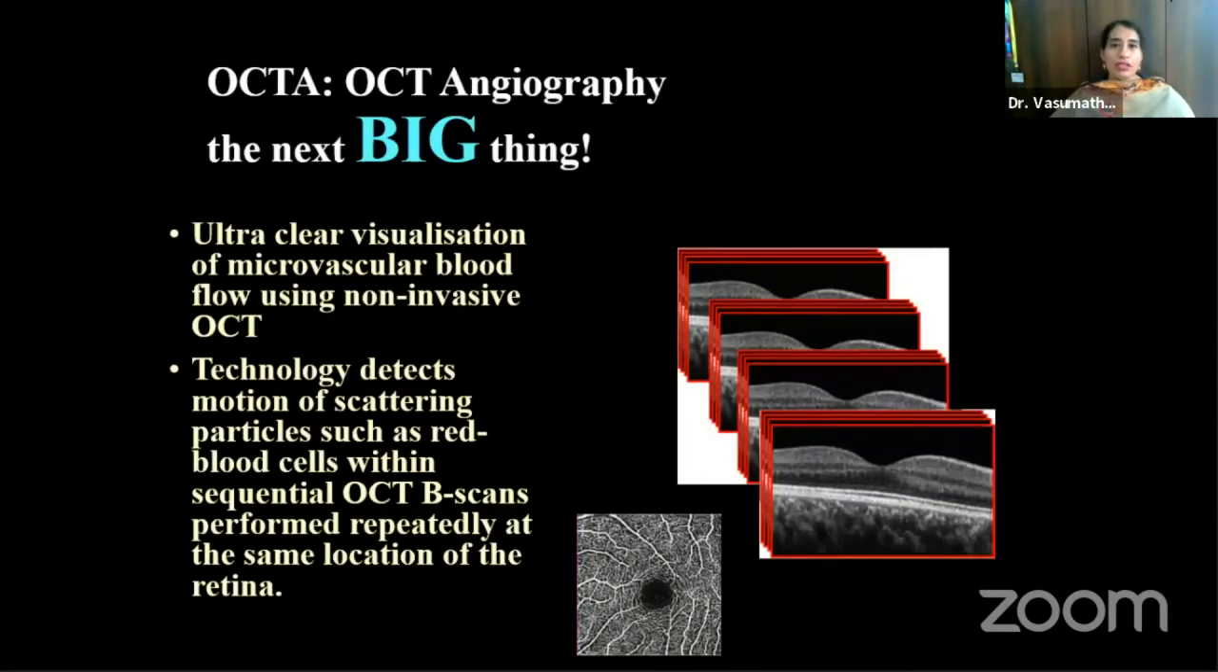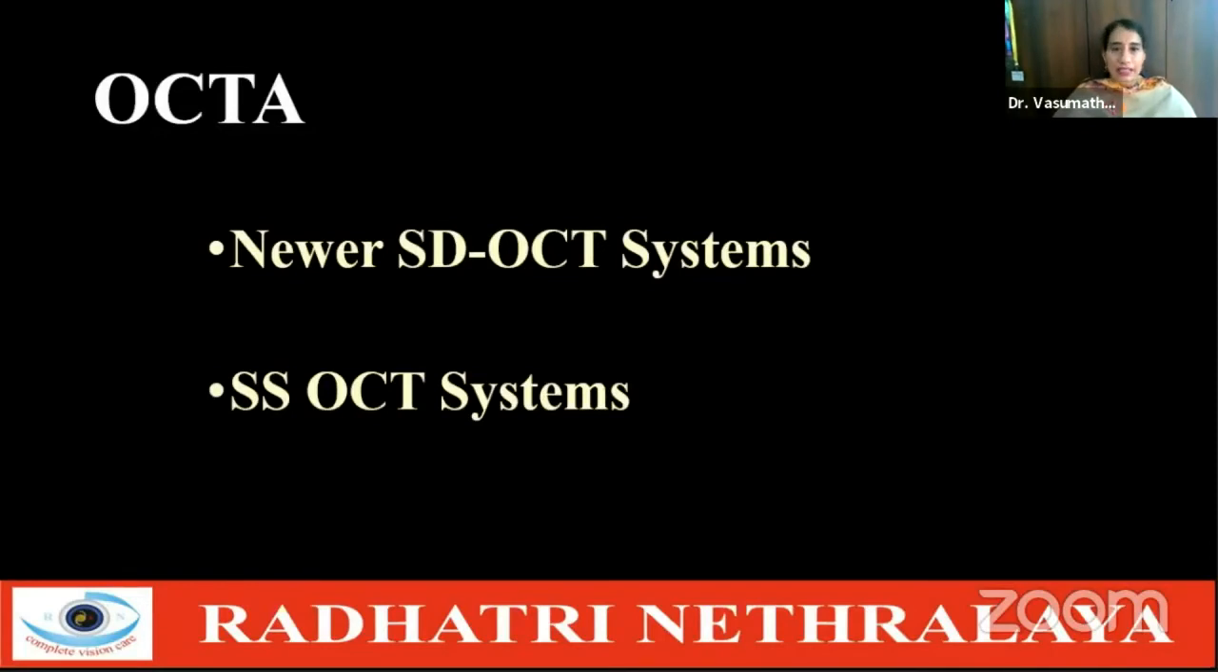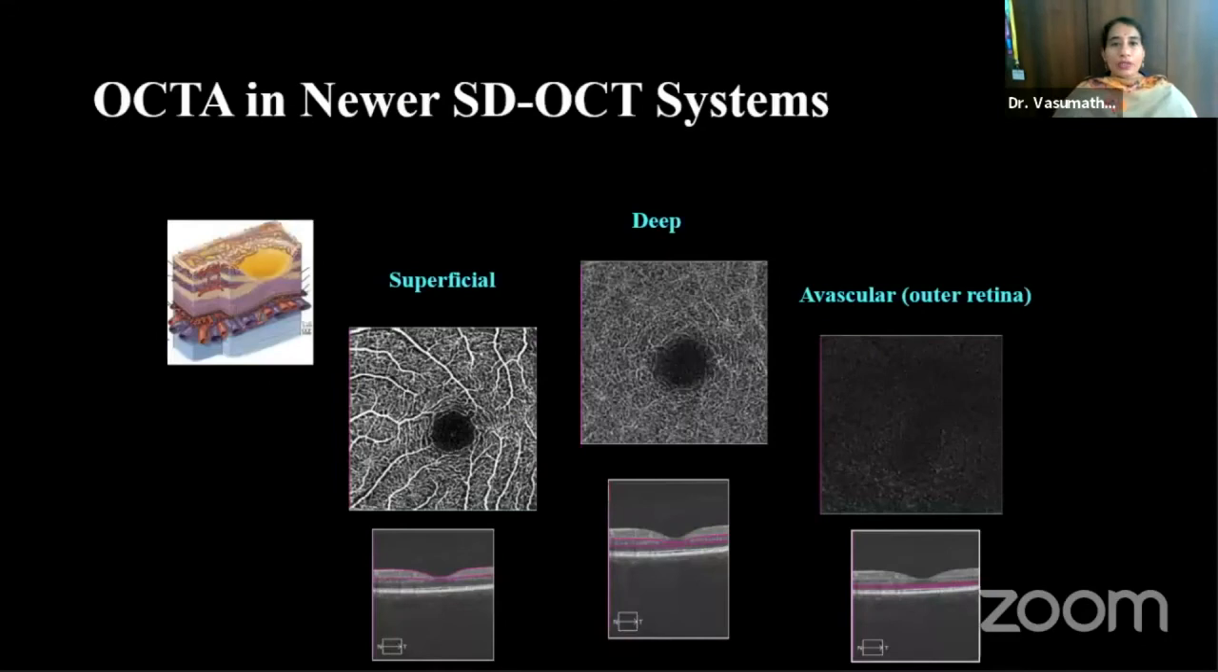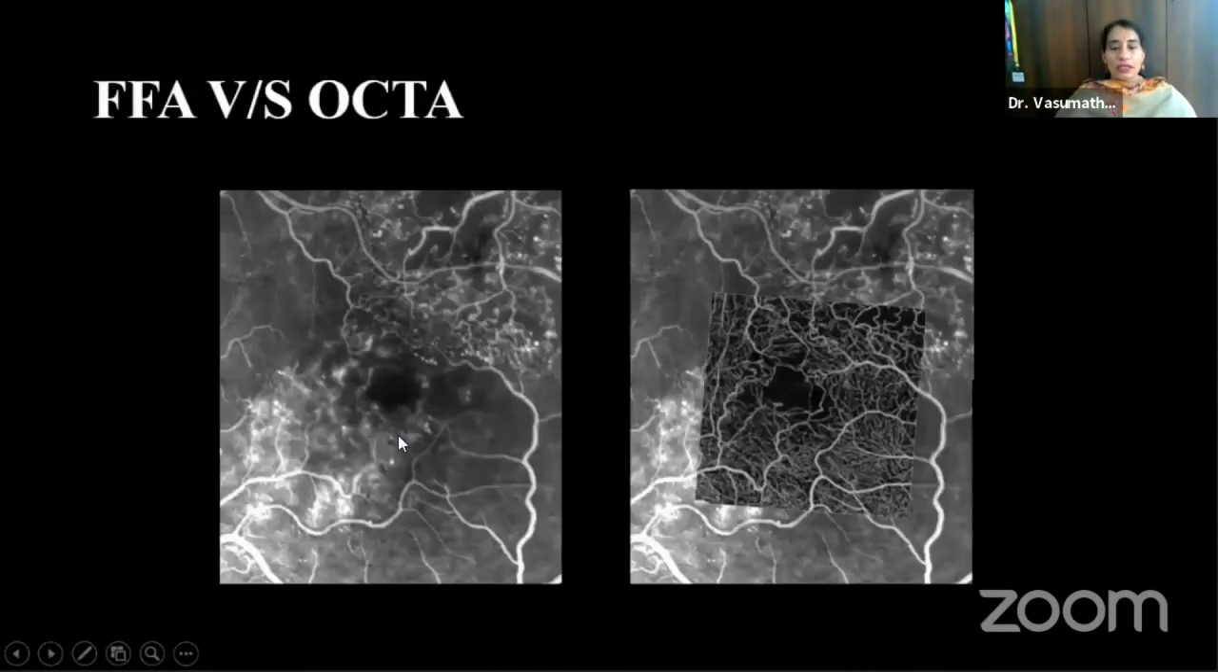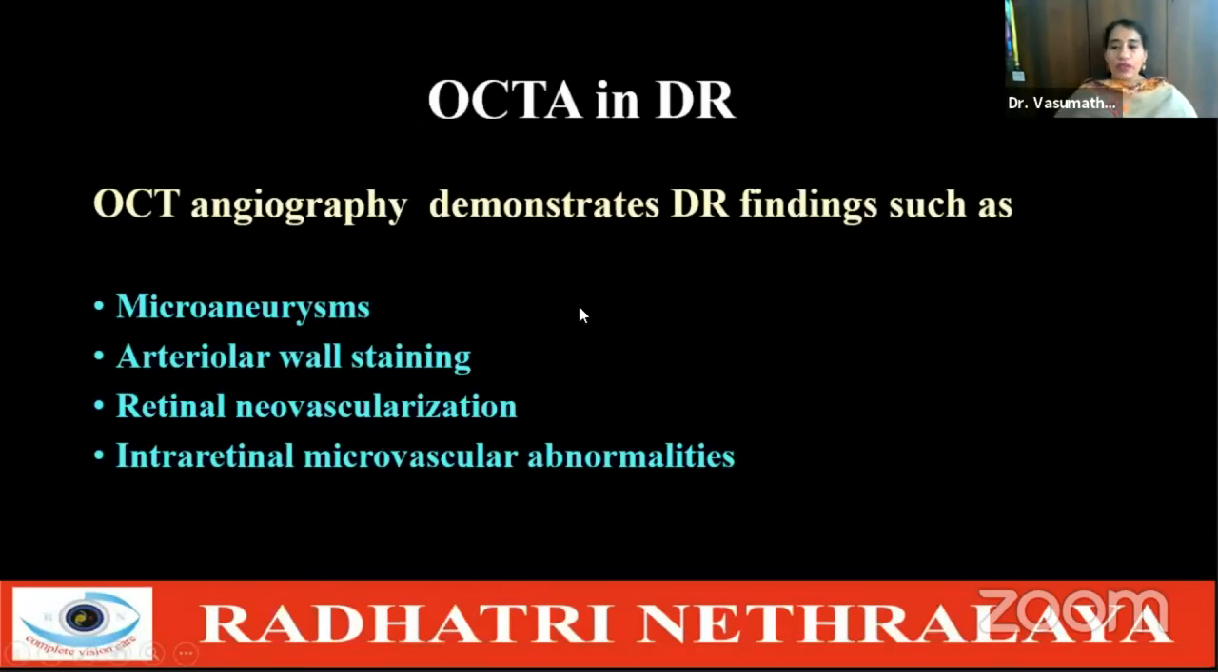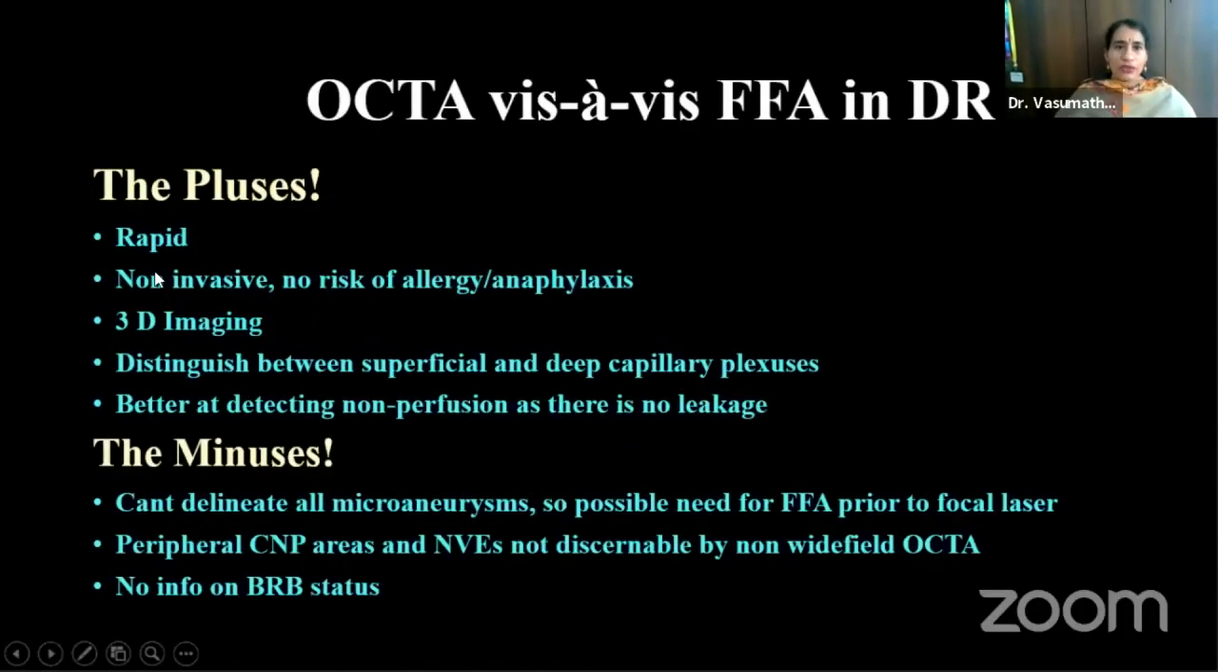Just briefly about OCT angiography, which detects the motion of scattering particles like red blood cells, and it's the latest. The newest SD-OCT systems and swept-source OCT systems talk about OCTA. The most exciting thing in diabetic retinopathy with optical coherence tomography angiography is that we are able to look at the superficial and deep capillary plexuses. This is an angiogram, whereas this is an OCT angiogram, which gives us much better information. And you can demonstrate microaneurysms in all these findings, just as in an FFA. Of course, it's rapid and non-invasive when compared to an FFA, but doesn't talk about the blood-retinal barrier status.